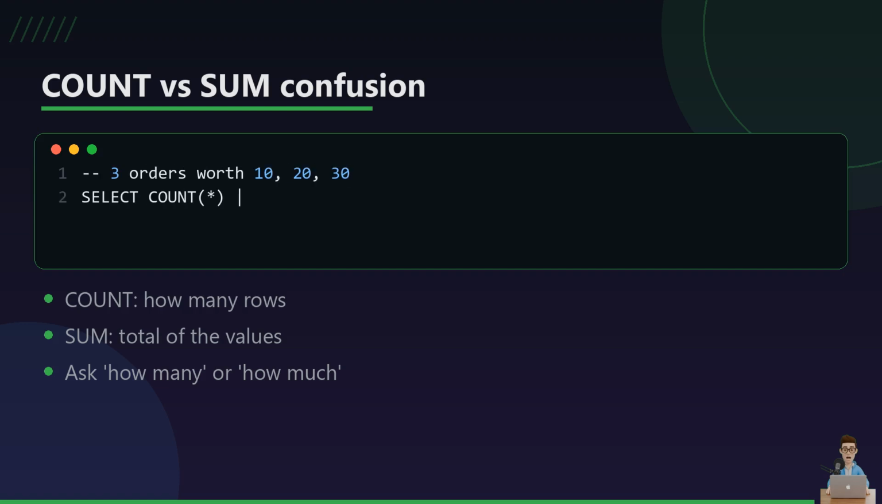These two feel similar but answer opposite questions. COUNT tells you how many orders, the answer is 3. SUM tells you how much money, the answer is 60. Whenever you're stuck, just say the sentence out loud. How many versus how much, and the right function picks itself.